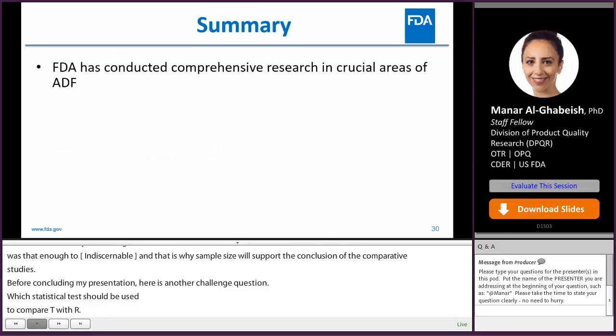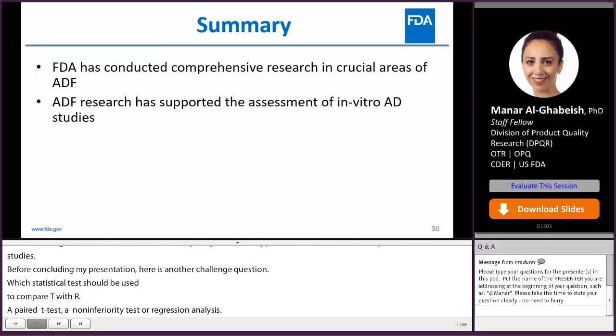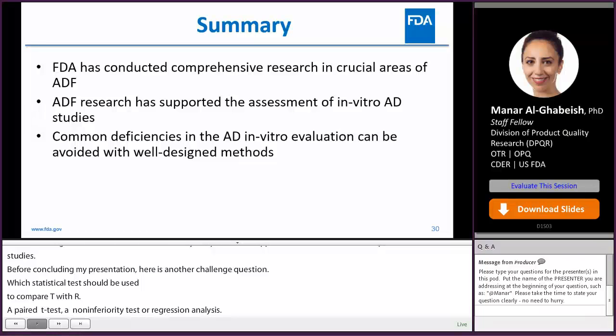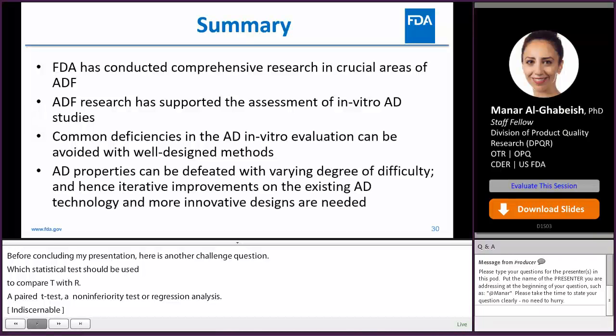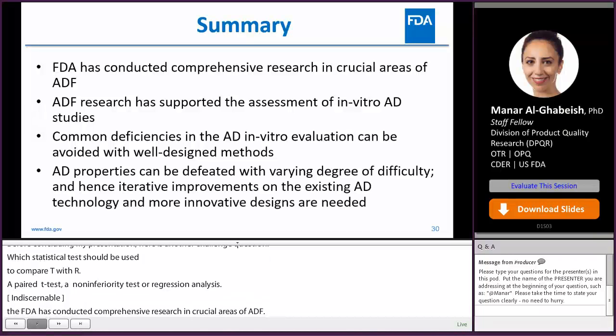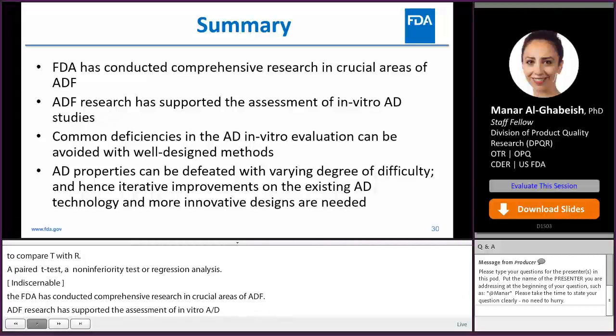The summary for this presentation is FDA has conducted comprehensive research in crucial areas of ADF. ADF research has supported the assessment of in vitro AD studies. Common deficiency in the AD in vitro evaluation can be avoided with well-designed method. And my last message is AD properties can be defeated with varying degree of difficulty, and hence iterative improvement on the existing AD technology and more innovative designs are really needed.